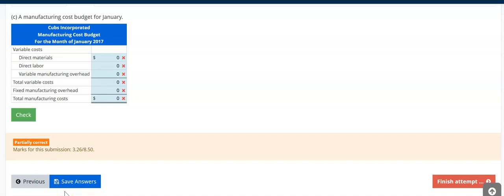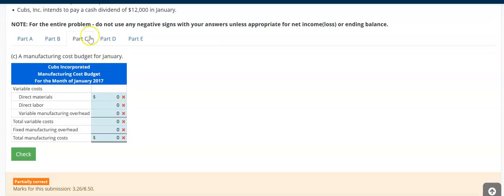Right, so part C, which is what we're on now. In the previous video, we did a production budget here in part A, and then a purchases budget in part B. Part C is pretty easy. Then we checked our answer, and so we got those two right, but we didn't have anything here, so it's telling us that we don't have the right answer.